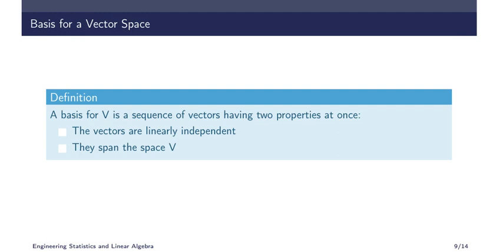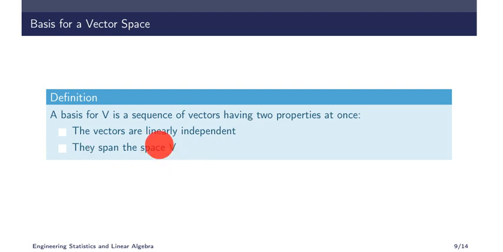Now basis for a vector space, this is very important. A basis for V is a sequence of vectors. So many vectors are there in a basis. Those vectors have the property that they should be linearly independent, meaning their linear combination should be 0 if and only if the coefficients are 0, and they should span the space V. So this is not the general basis, this is the basis for vector space V. They are linearly independent and they should span the space V.